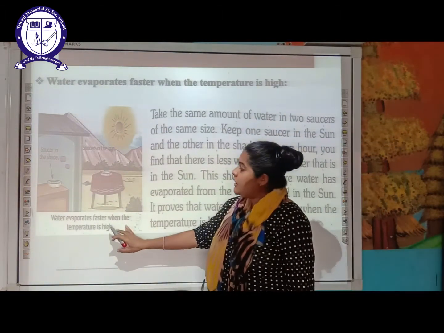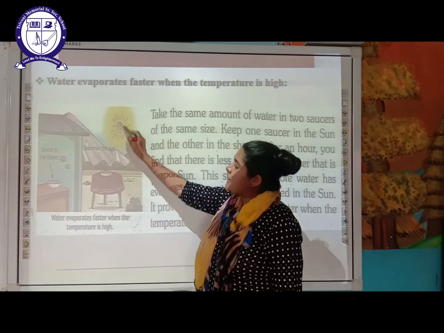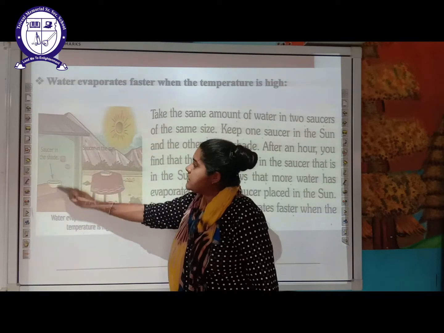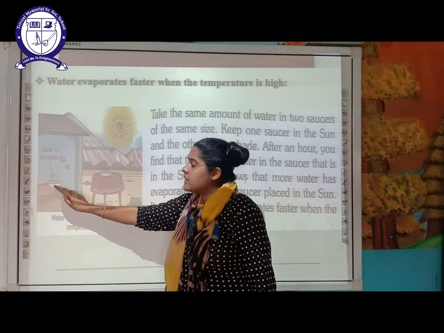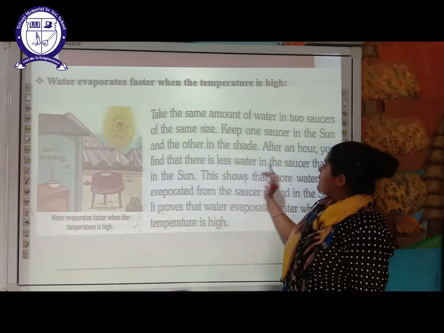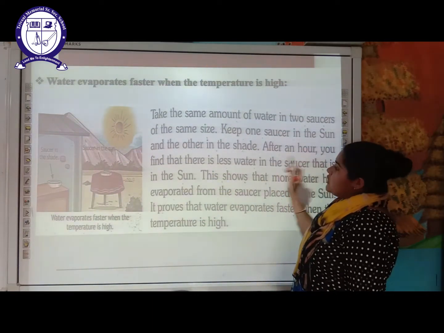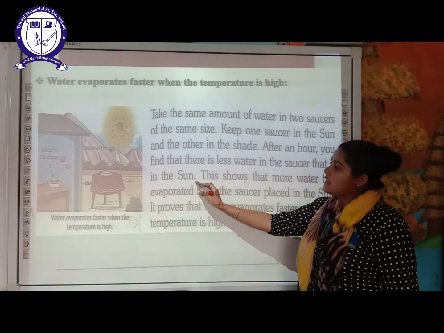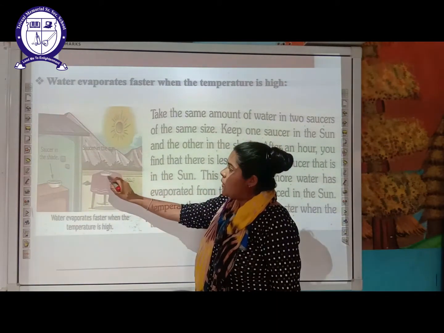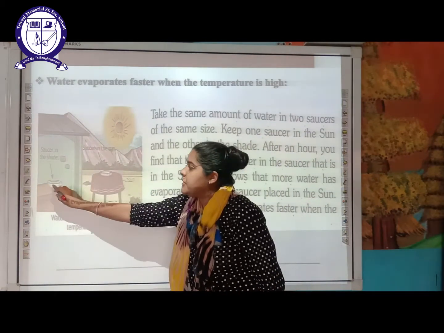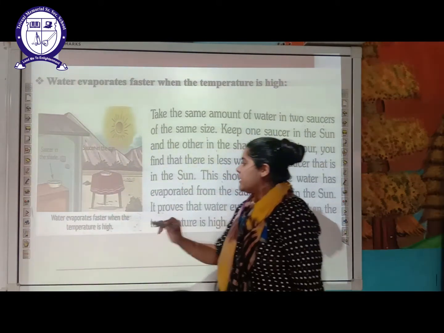As you can see, one saucer is kept under the sun, outside on a table, and the other saucer is kept in a shade, where no direct sunlight reaches. What you will observe after an hour is that there is less water in the saucer that is in the sun. So in this saucer the amount of water will be less as compared to this one which is kept in the shade.